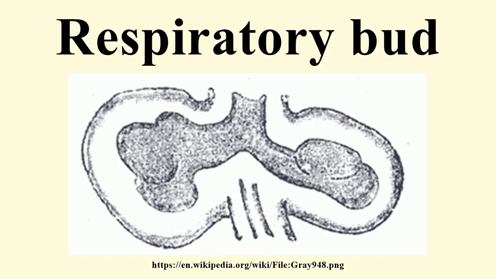Around the 28th day, 2 lung buds develop on the sides of the distal part of the respiratory bud and begin to grow laterally, expanding into the primitive pleural cavity.